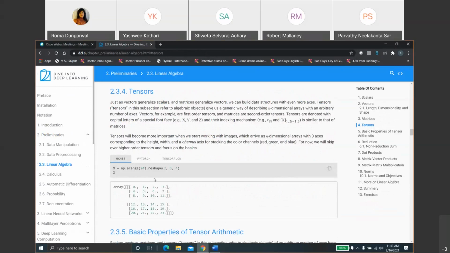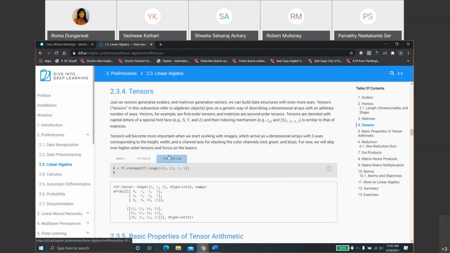This is how you define a tensor, right? If you did not put this 2, this would be a matrix. It would be a 3x4 matrix. But we are specifying that the tensor has two axes. This is the first axis, this is the second axis. So since we are specifying the axis, a tensor becomes a matrix.